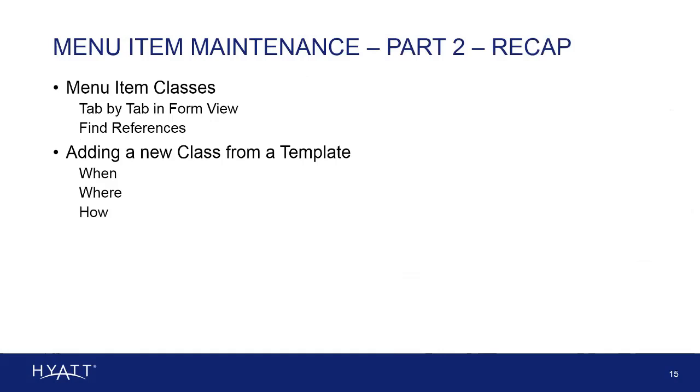We looked tab by tab in the form view at the different options and what they are. And the last tab of find references being how you identify the menu items that are in this particular menu item class. And then we looked at an example of adding a new class from a template, when to do it, where to do it, and how to do it.